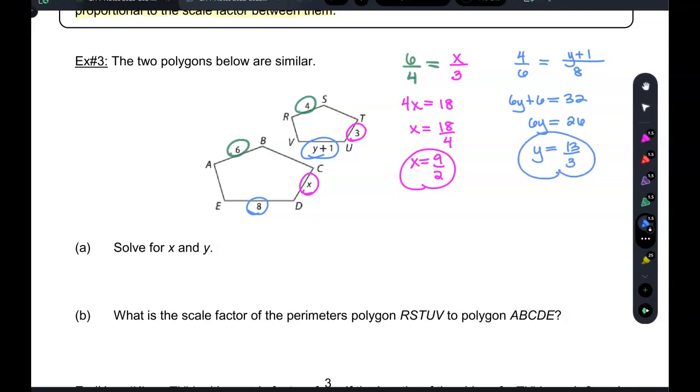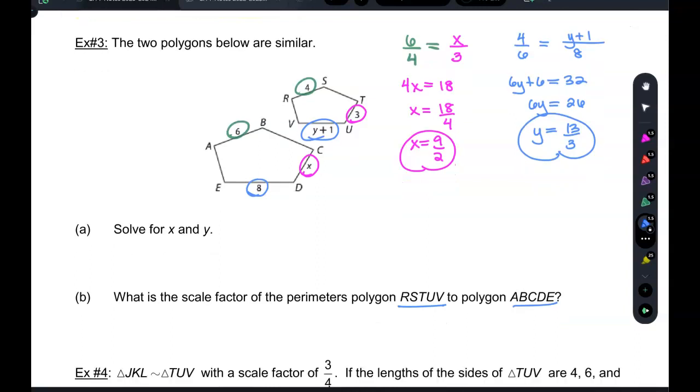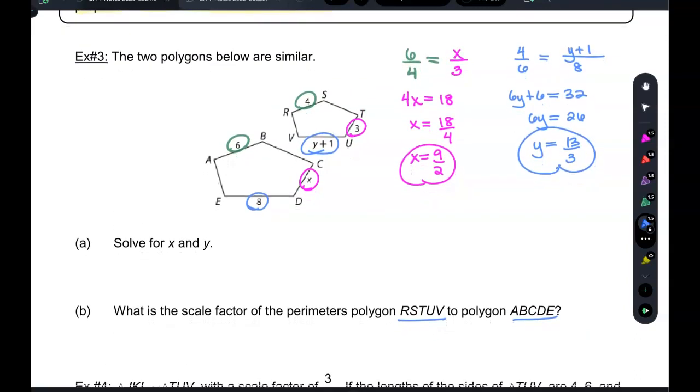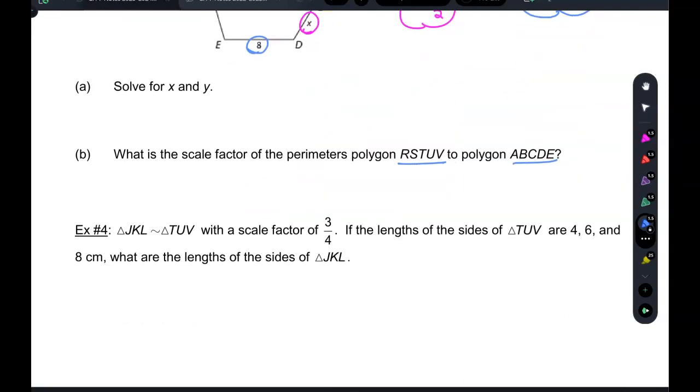What is the scale factor between the perimeters? Well, we're comparing RSTUV to ABCD. So again, scale factor is just comparing two sides. If I'm doing this smaller one on top to the bigger one, that would be 4 to 6, which reduces to 2 to 3.